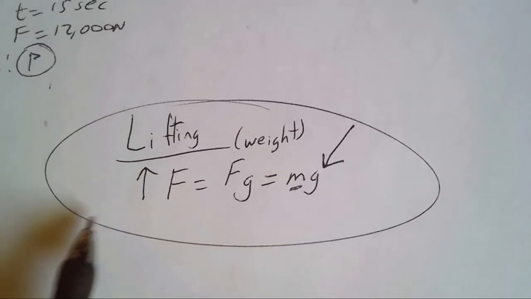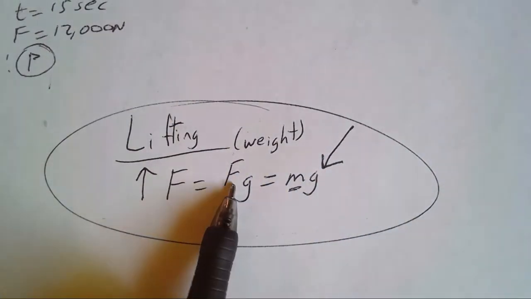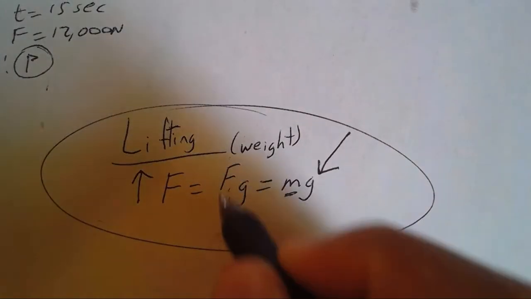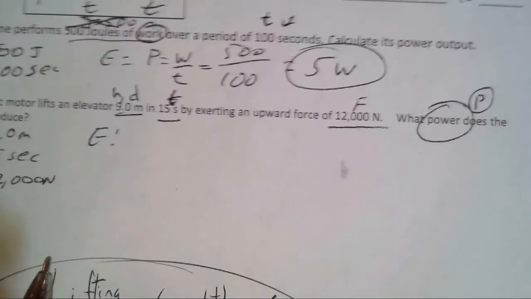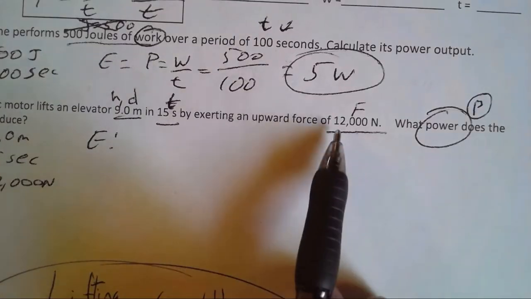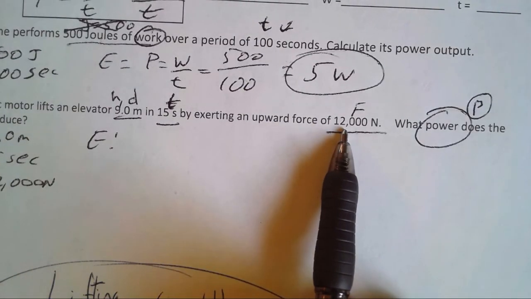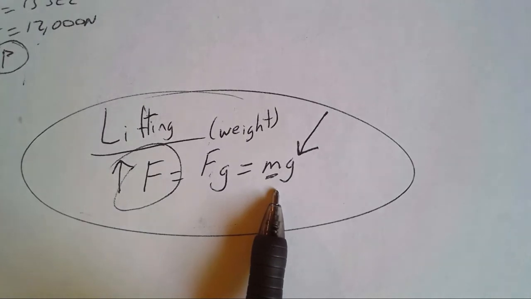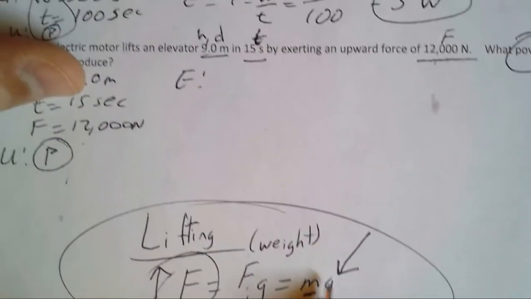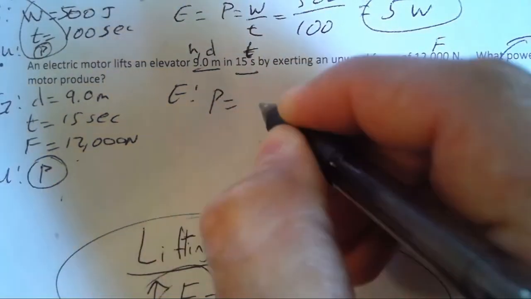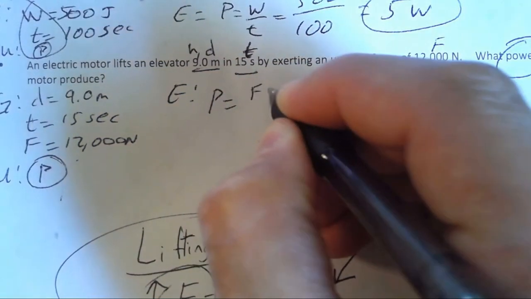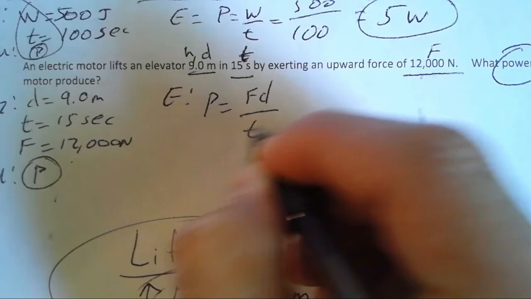Now remember, this might come into play as well. It doesn't here because they've already given us the force required to lift. But it could have given us just the mass of the elevator and not the force. We would have had to do this to calculate the weight of the elevator first, and that weight would have gone in for our force up here. But the equation here is power equals force times distance divided by time.